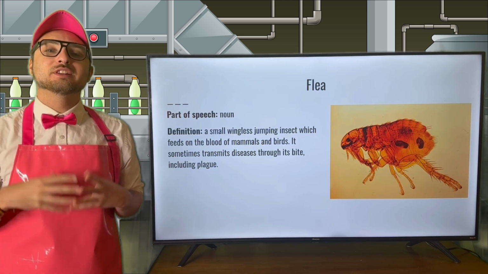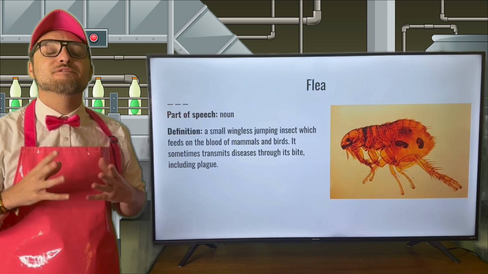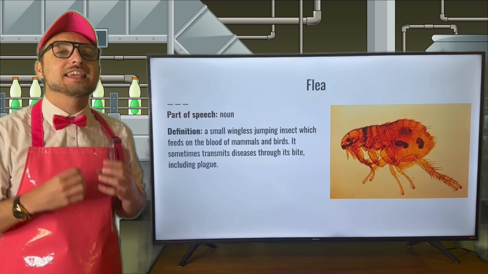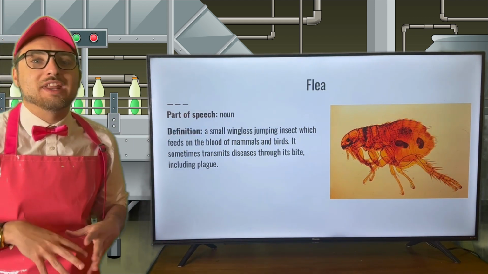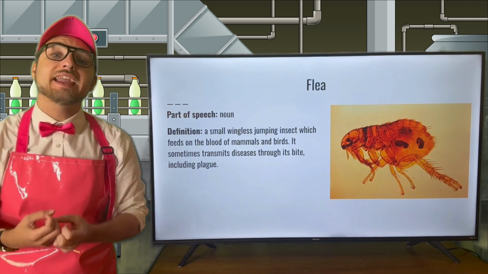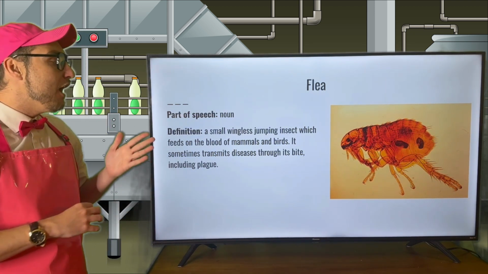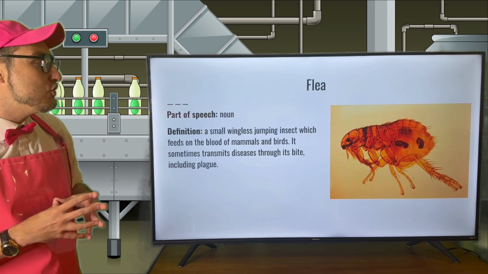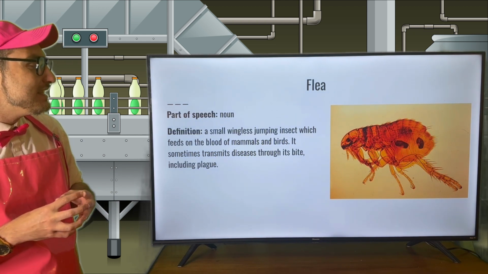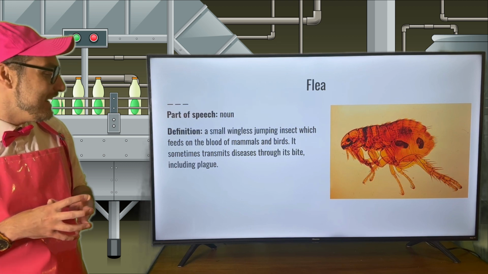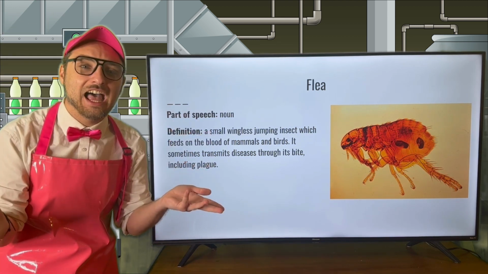Great job. Let's move on to the next word, flea. F-L-E-A. A flea, which is a noun. It's a thing compared to a verb. A flea is a small wingless jumping insect which feeds on the blood of mammals and birds. It sometimes transmits diseases through its bites, including plague.